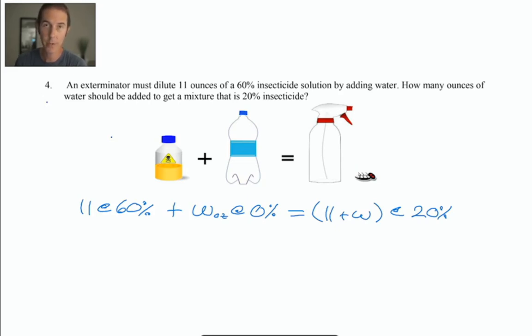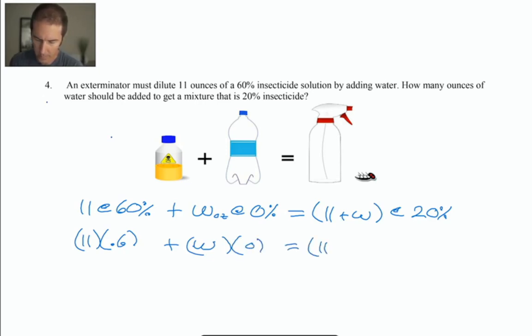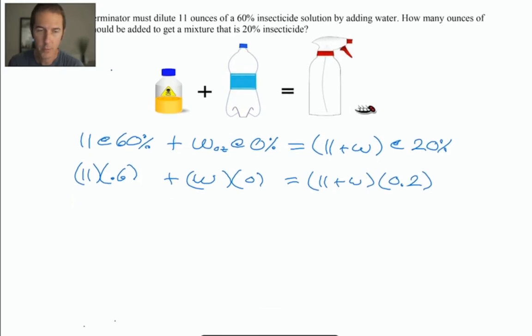If I had two variables in this equation, then I would need a second equation with both of those variables in it. But in this case, one equation, one variable. So I'm going to write 11 times 0.6 or 0.60 plus, well, there's no insecticide in here. This is W times 0 equals 11 plus W times 0.2 or 0.20. This is an arithmetic problem. All we have to do is solve for W.